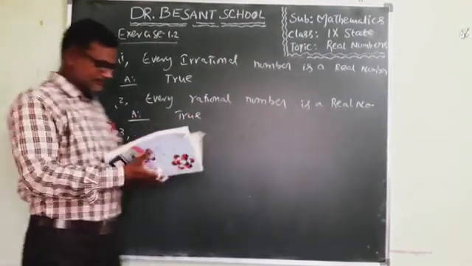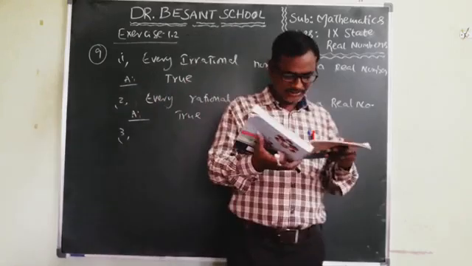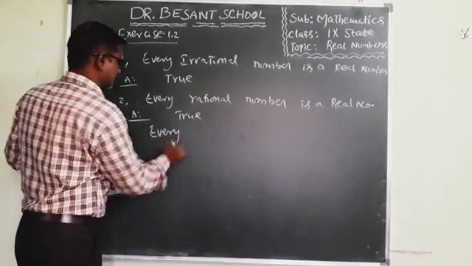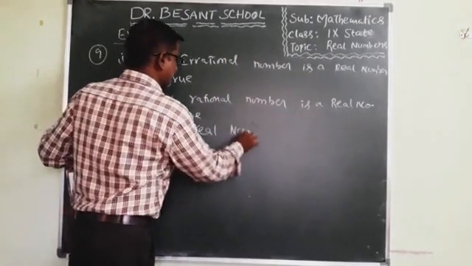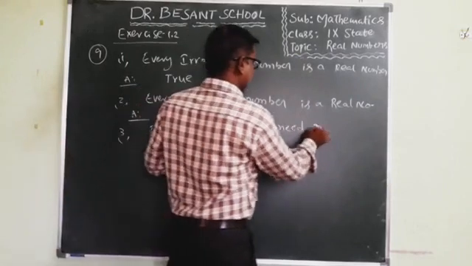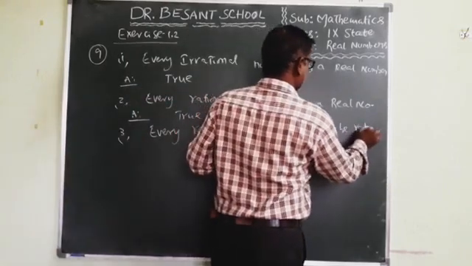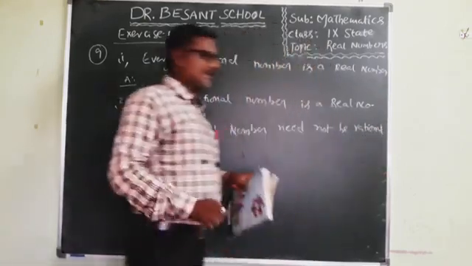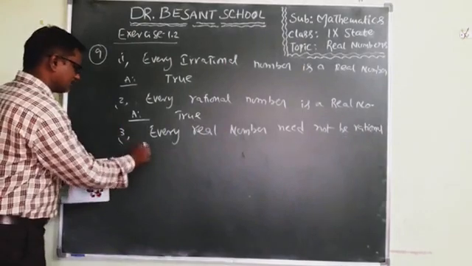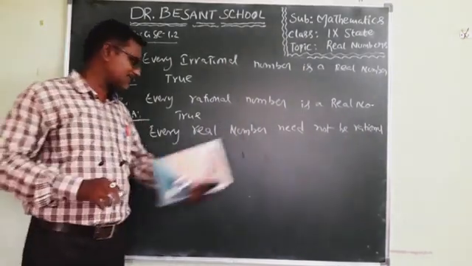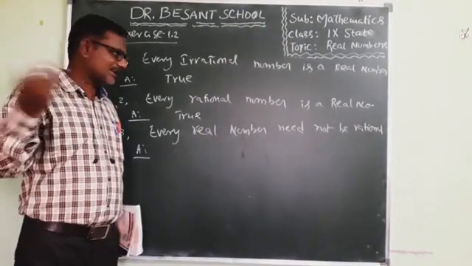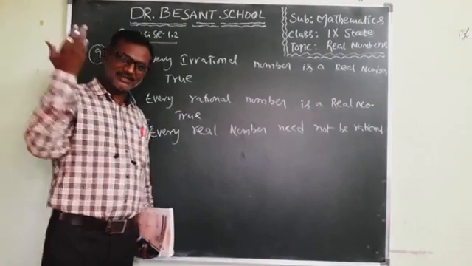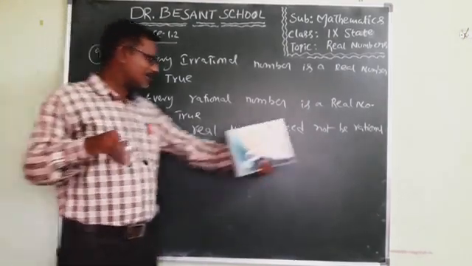Okay. Come to the third statement. Every real number need not be rational. Yes, every real number need not be rational. Okay, this statement is true. If some real numbers are there which are not rational, what are they? Irrational. So every real number need not be rational.